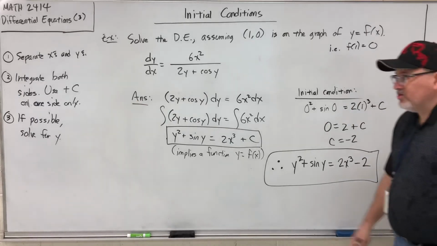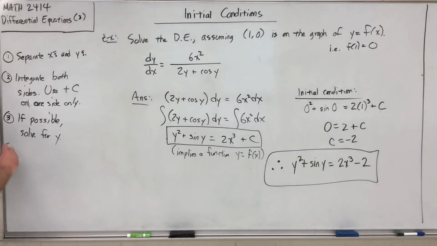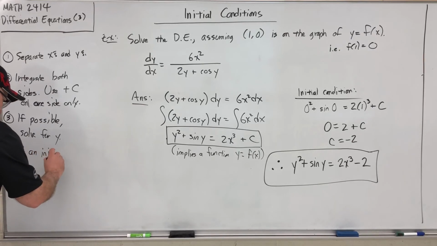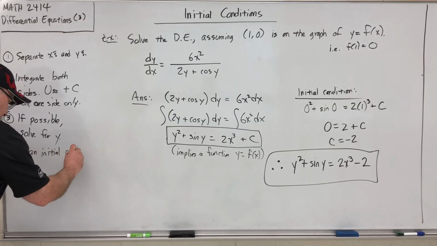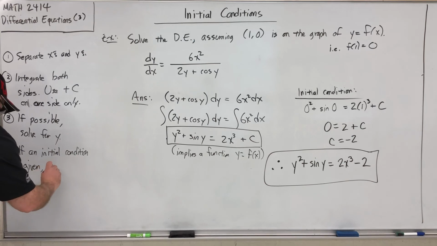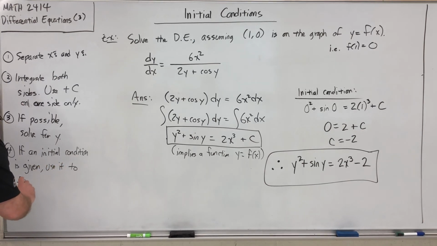And that's how you use an initial condition. Let's go ahead and add that as the fourth step. If an initial condition is given, use it to find the constant c.